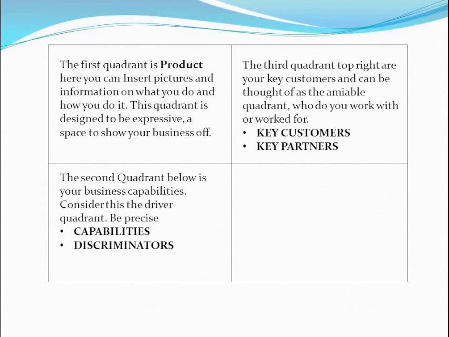Now the third quadrant we're going to have a look at, and this is probably just as important or more important than any of the others, is what I look at as the amiable quadrant. It's who are your key customers? So who have you worked for before? If you've worked for the Department of Main Roads and you're making railings, you need to put that on there. It's really important that they understand that you've been able to supply to really big customers and really small customers. And who are your key partners? Who have you worked with before, or who are you working with now to build your capability and capacity?